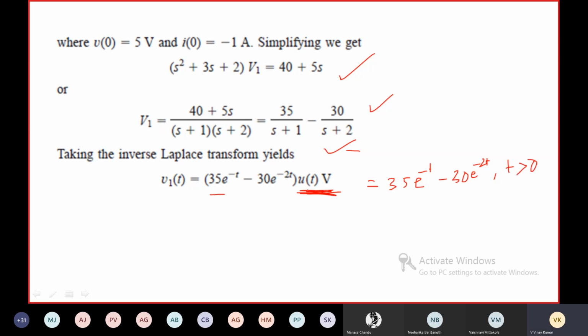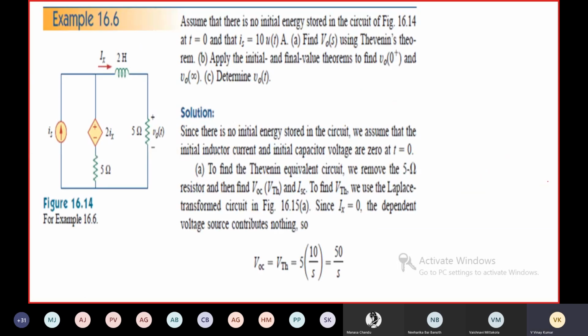Writing this means this is for t greater than 0. So for t greater than 0, u of t is equal to 1. Okay, last and final problem.